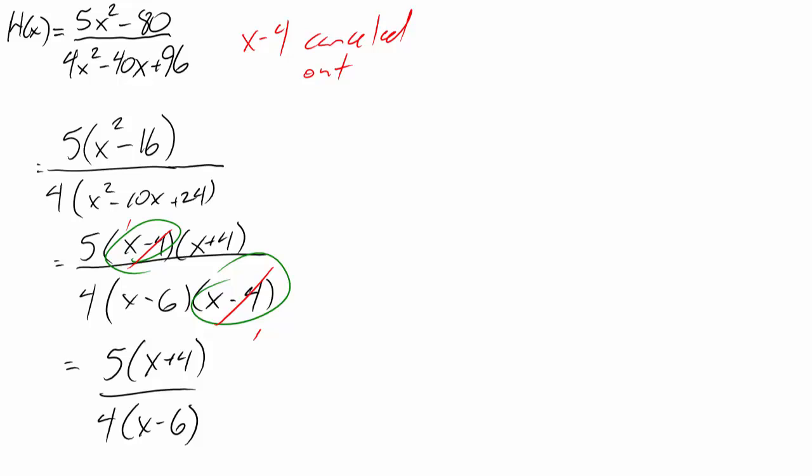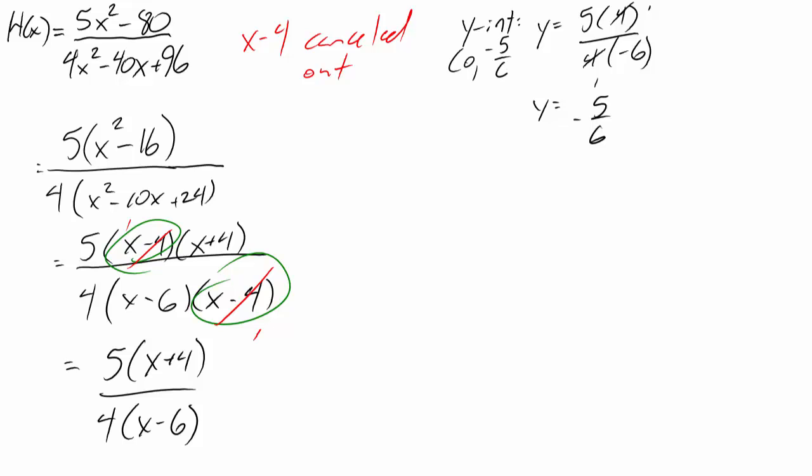We'll go on to looking for x and y intercepts. Alright, so we'll do the y-intercept first. So we put a 0 in for x, and that'll give us 5 times 4 over 4 times negative 6. And I happen to spot our 4's canceling themselves out. So we're left with the y-intercept at negative 5/6, which is the point 0, negative 5/6.